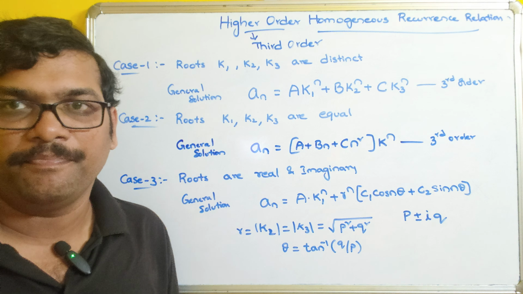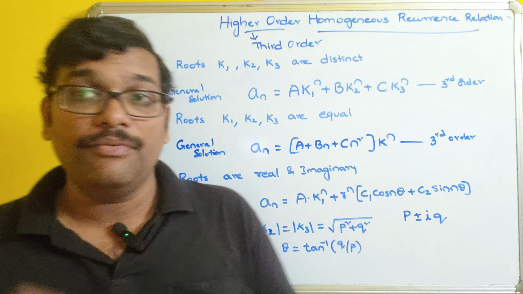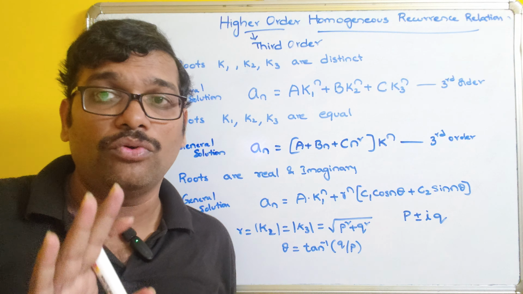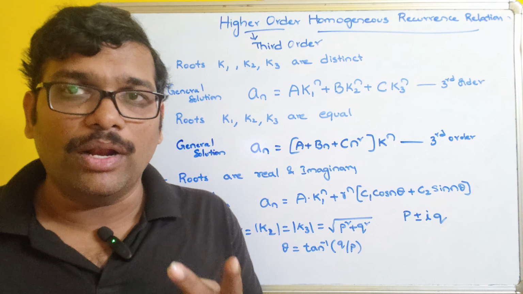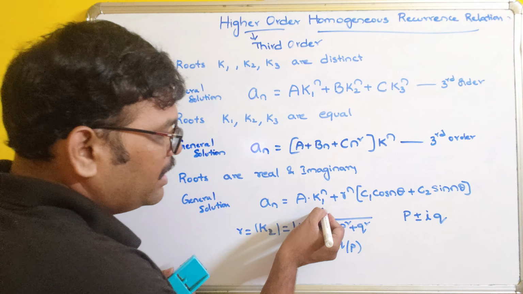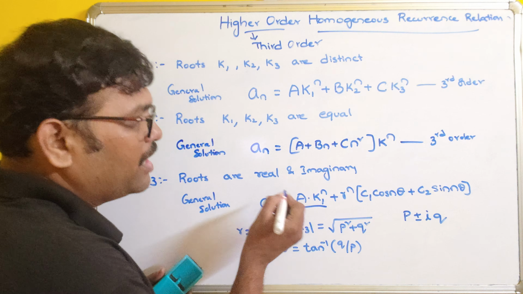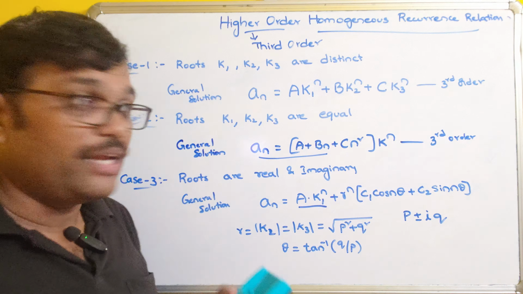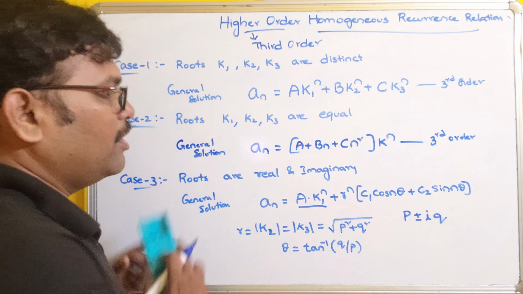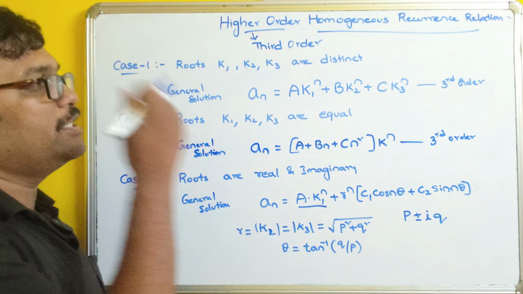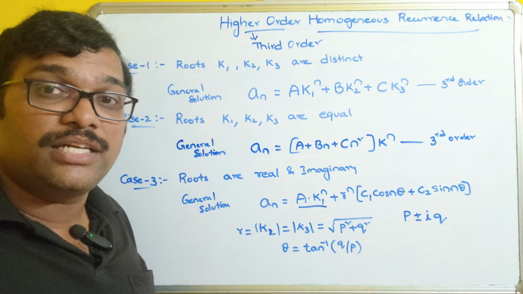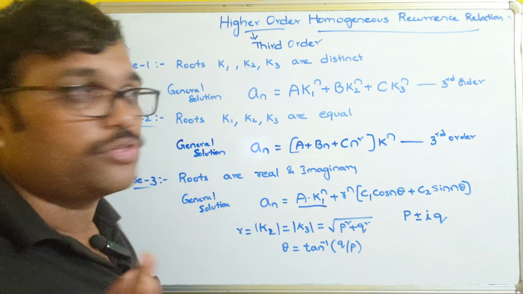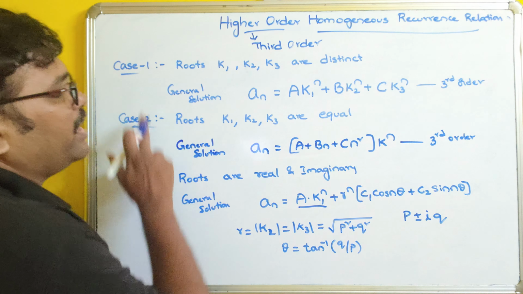And k1^n, and θ = tan⁻¹(q/p). And if we are getting four roots, among four roots, if two roots are equal, then this will become this formula. Okay, if two roots are equal. So hope you understood this one. Case 1, case 2, which we have discussed in our second order recurrence relation also.